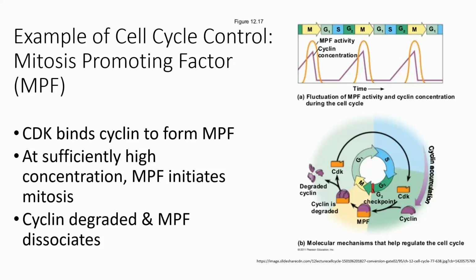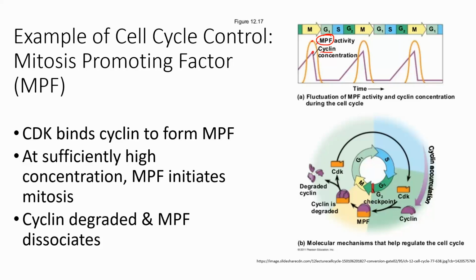So there's a CDK that binds to a cyclin, and the resulting protein is called MPF. What you can see here at the top is MPF activity and cyclin concentration. Notice when the concentration of cyclin is highest, that's when the MPF activity is highest. And it's going to be highest basically right when you hit mitosis, because you need high enough levels of MPF in order to move on to mitosis.